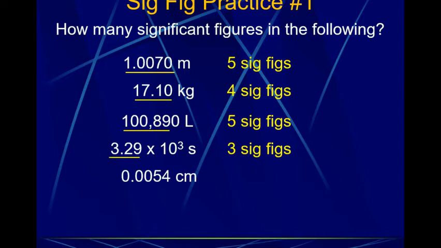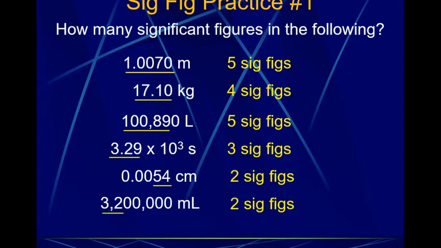How about this number? Be careful. Those are leading zeros. Leading zeros are never significant. They're only placeholder zeros. How many? Those are trailing zeros with no decimal point. How many?